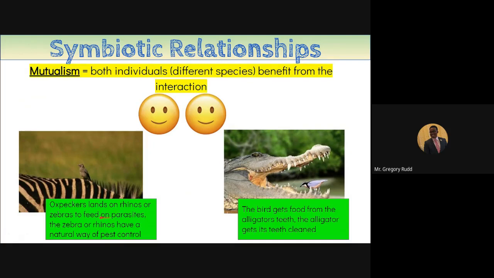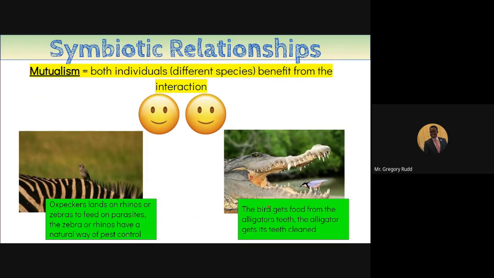In doing so, they feed on the parasites, and they feed on the flies and the fleas that might be on the backs of these larger animals. The benefit to the oxpecker is that they get food. And the benefit to the larger mammal is that they've got some type of pest control. These fleas might otherwise be harmful to them. So the fact that the oxpeckers are eating the insects provides a benefit to the mammals.